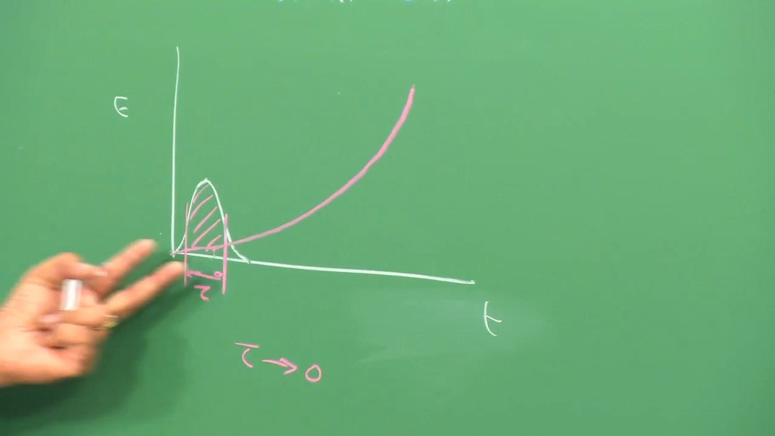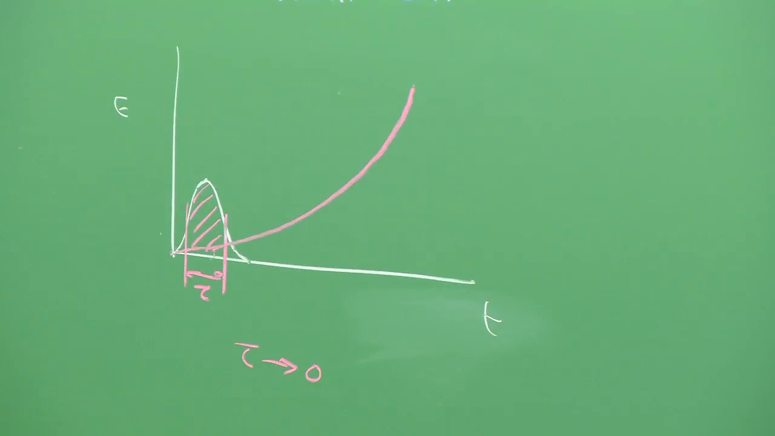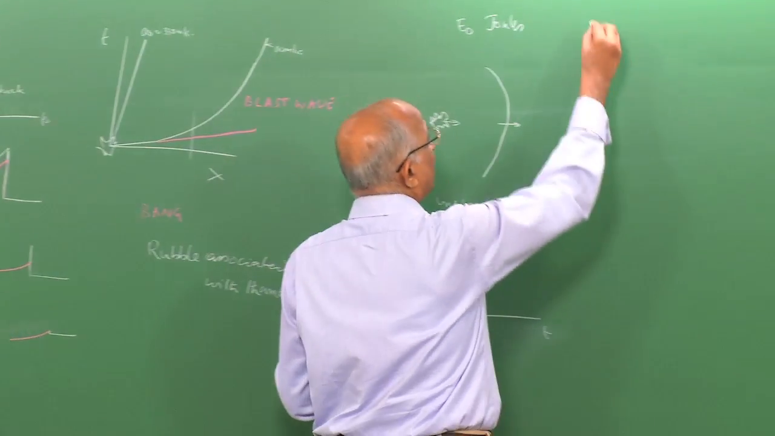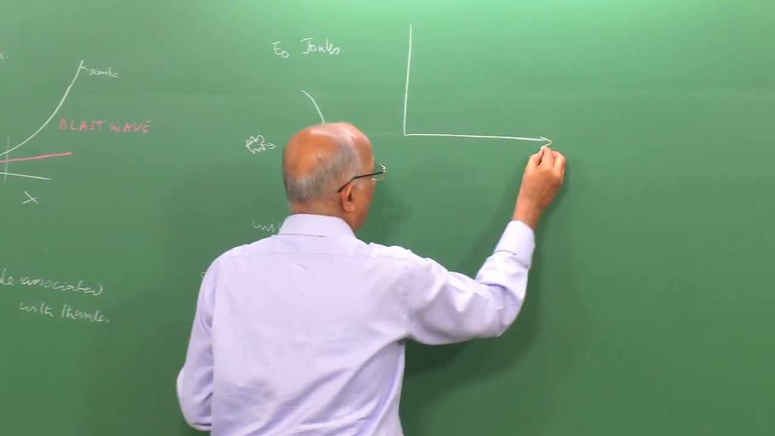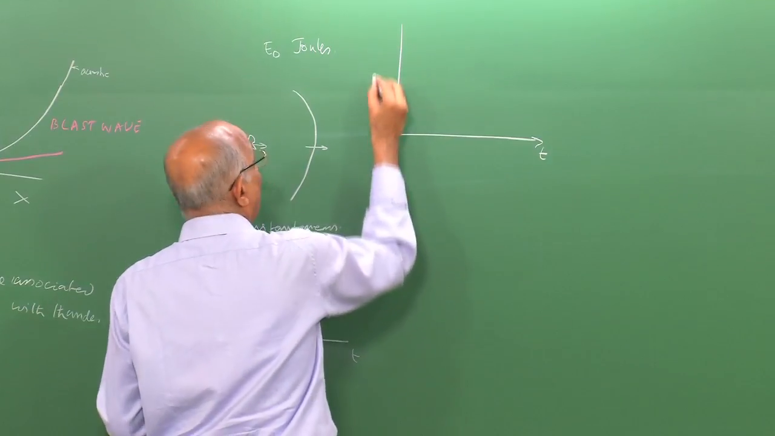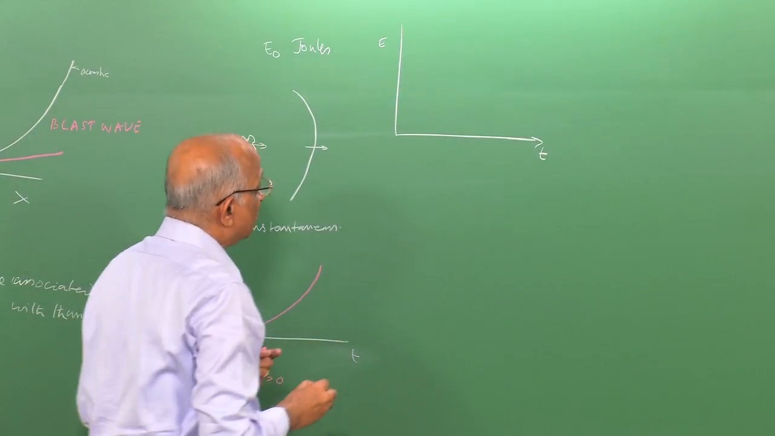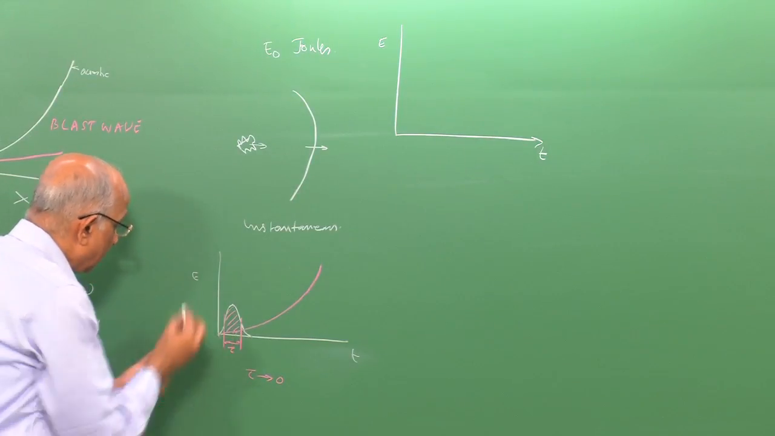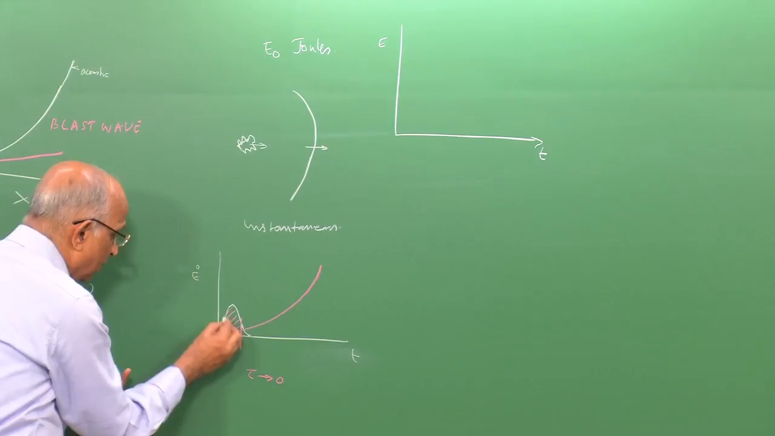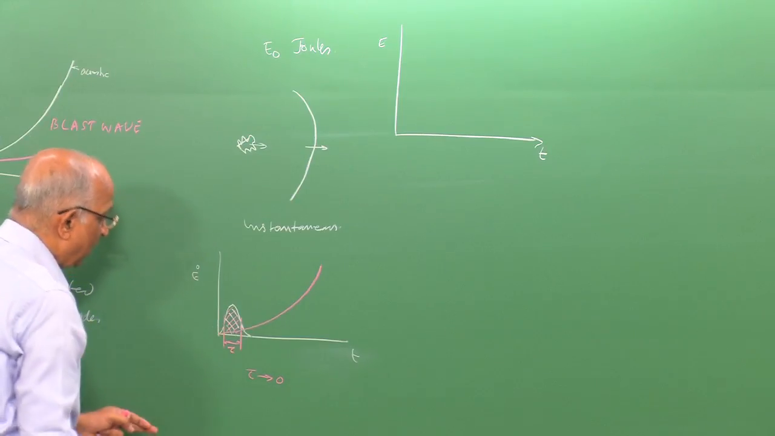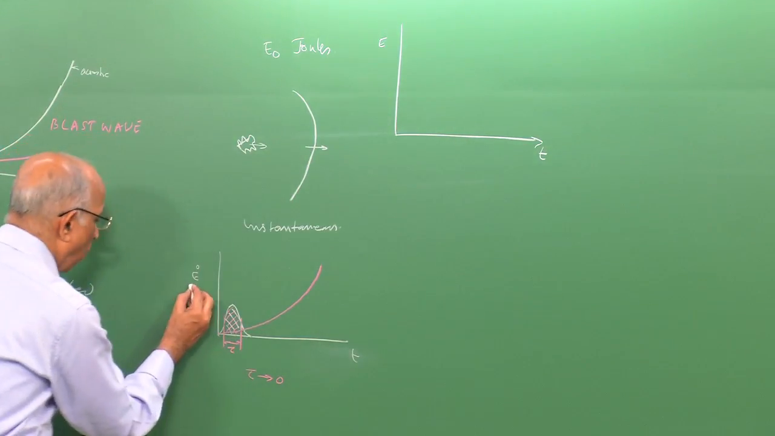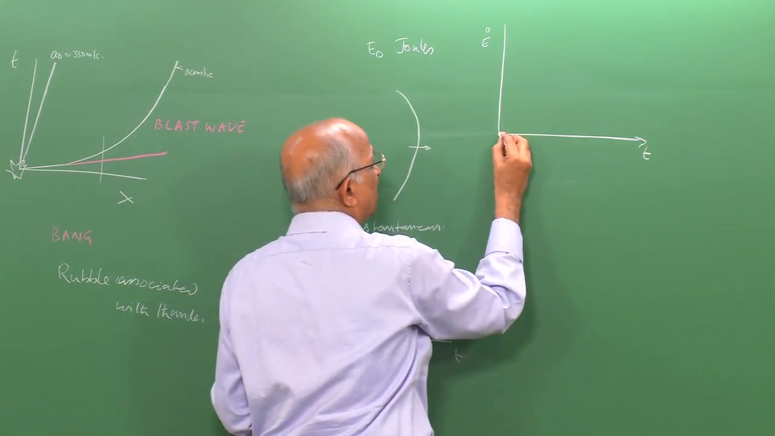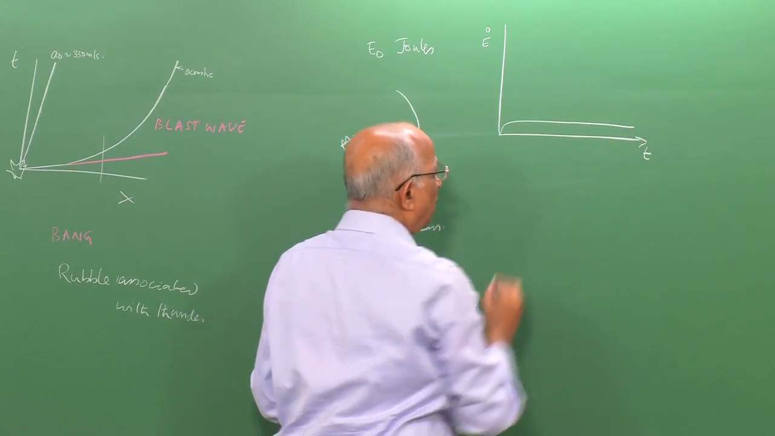Now, if the energy release is more gradual, what would happen? Let us take a look at that scenario. Maybe this is my time, this is the total energy which is released, and here this is the rate of energy release, the integral behind it is the total energy release, so much watts or joules per second. When I take the energy release to be gradual, you know what happens?